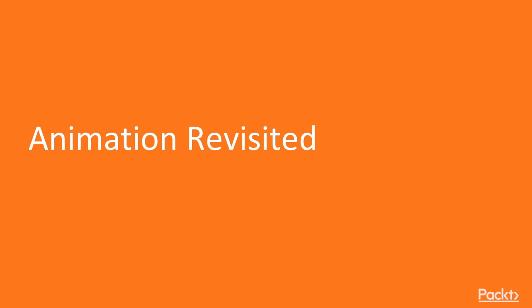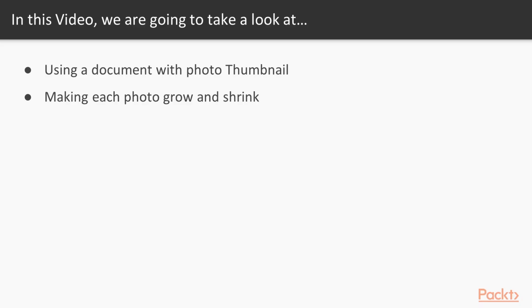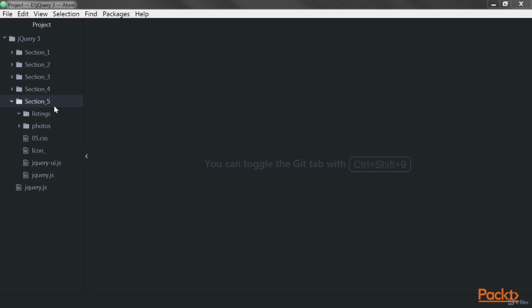Now we move on to the first video, Animation Revisited. In this video, we are going to use a document with photo thumbnails on it. We'll make each photo grow slightly when the user's mouse is over it and shrink back to its original size when the mouse leaves. Before proceeding, you need to add some folders and files.